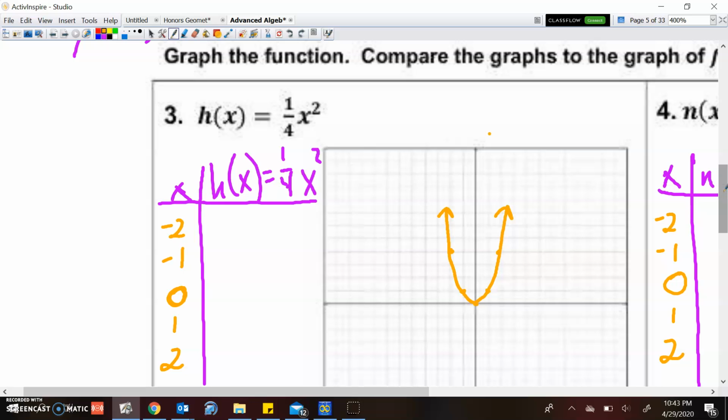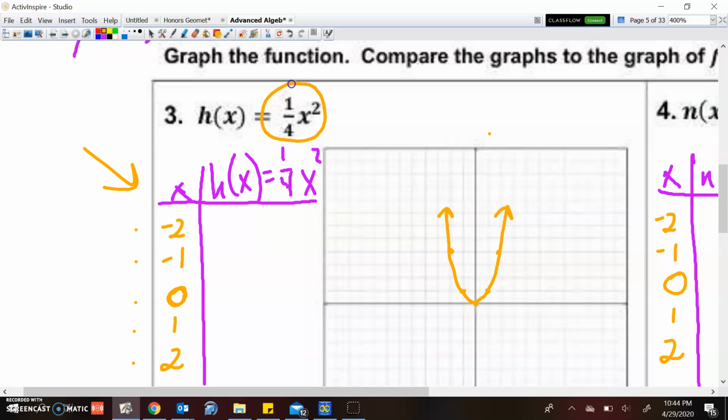What I already have done on each of these are the parent functions, just so we have them to look off of. I didn't make them in the table, as you'll see here, but I did make them on the graph, so it's less for us to have to write in. We are just going to use these points: -2, -1, 0, 1, and 2. And then this is my first one.